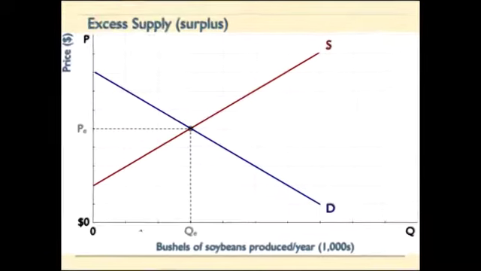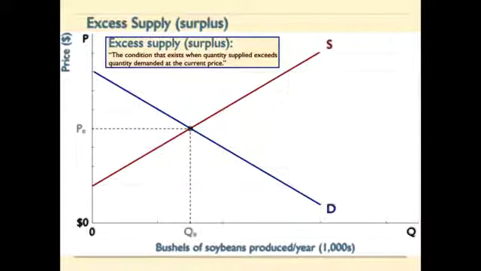Additionally, we want to know what excess supply is, and again, the definition for excess supply or surplus is the condition that exists when quantity supplied exceeds quantity demanded at current prices. And for this to occur, the price has to be above the equilibrium price. So I can draw in a price above the equilibrium price, and the first curve I hit is the demand curve. So that relationship between price and demand gives us quantity demanded.